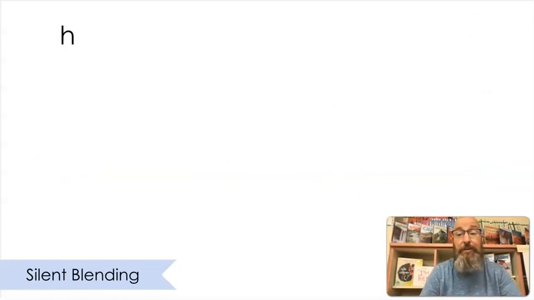Now it's time for some silent blending. Remember, don't say the word until the whole thing's on the screen. And of course, all these words are VCCCV words. So we're just trying to see how quickly you can put that together. You ready? Let's get started.